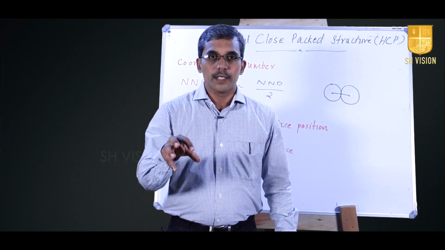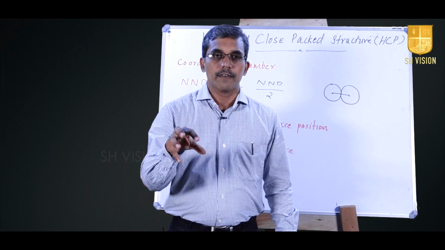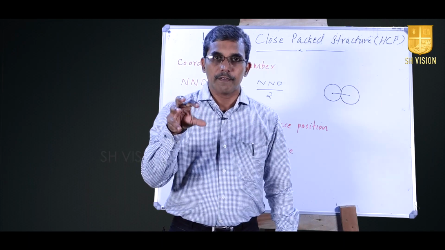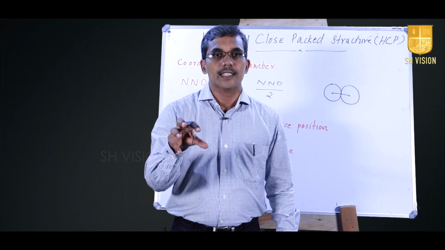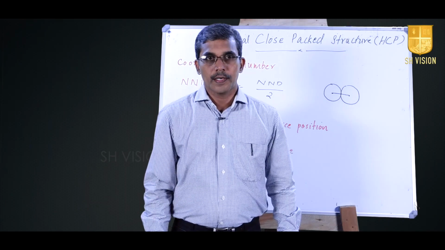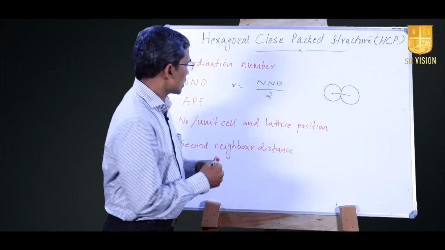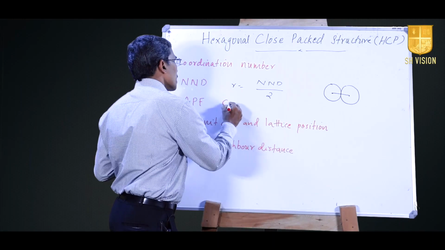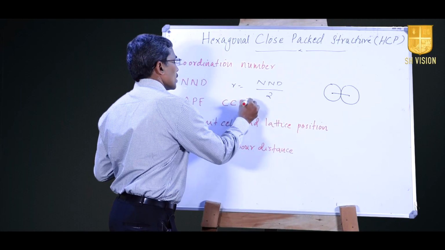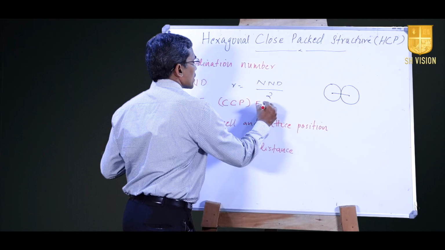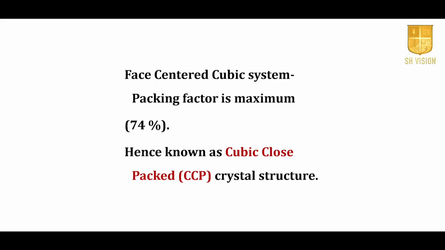This 74% atomic packing factor in the case of the face centered cubic crystal is considered as the closest packing. Therefore it is also known as cubic close packing. So this face centered cubic crystal is also known as cubic close packed crystal structure, because the packing is found to be the highest or the densely packed form.